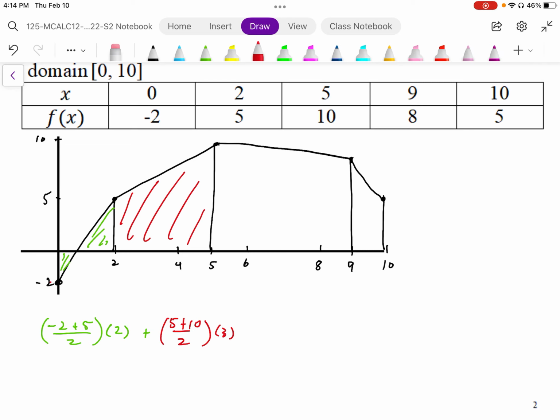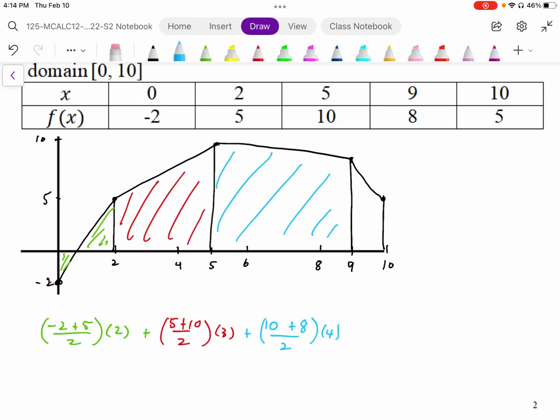Okay, this next area here, this has an interval width of 4. The average height of this interval is going to be 10 plus 8 over 2. So there's my average height. And I have an interval in this case from 5 to 9 or 4.